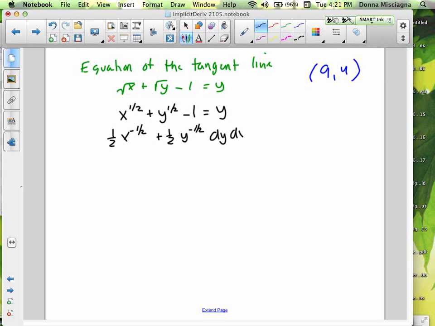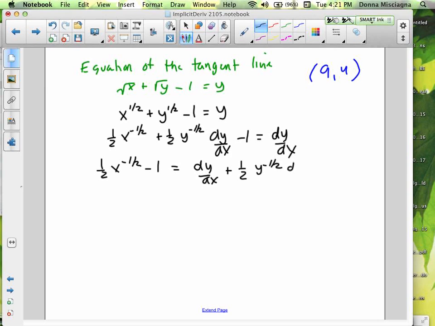Oops, why did I write it next to it? dy/dx. Minus 1 equals dy/dx. We already have 1 dy/dx on that side. Let's move the other term. So we have 1/2 x to the negative 1/2 minus 1 equals dy/dx plus 1/2 y to the negative 1/2 dy/dx. Got a little bit of simplifying there with the negative exponent.